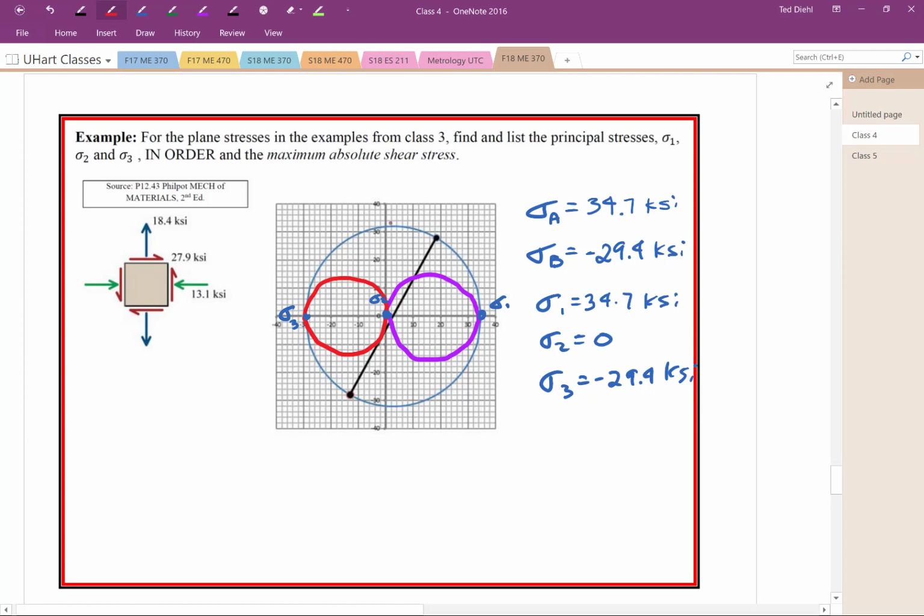So our absolute maximum is actually sigma 1 minus sigma 3 divided by 2, right? Which is what we had before. So it didn't seem like it mattered. Sigma 1 minus sigma 3 over 2. I think we had that 32.0 KSI was the answer.